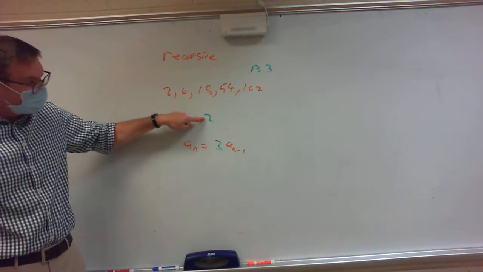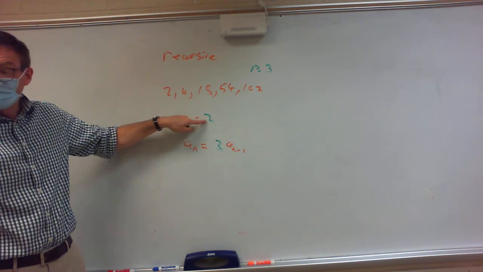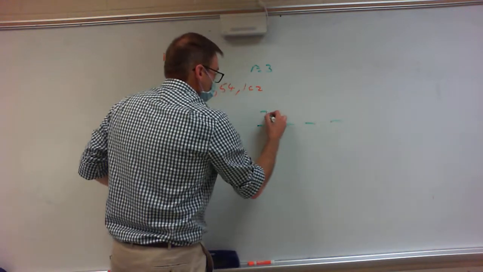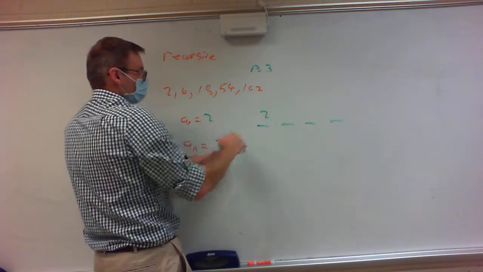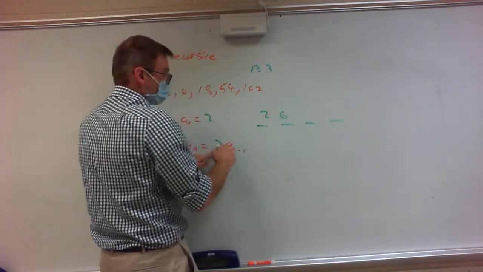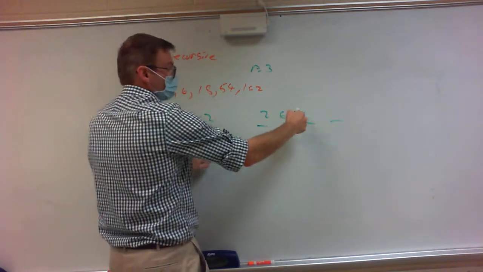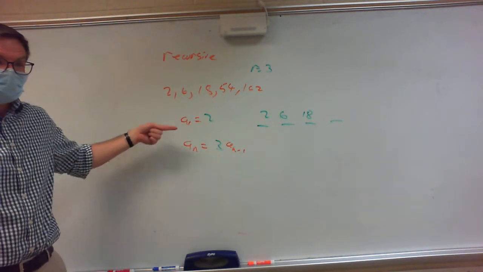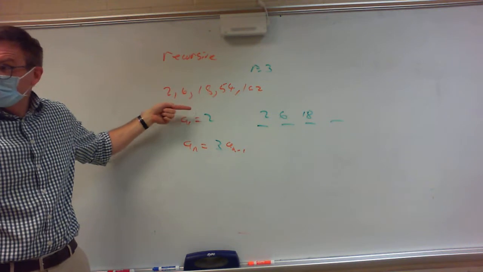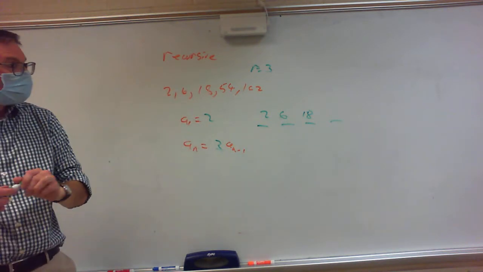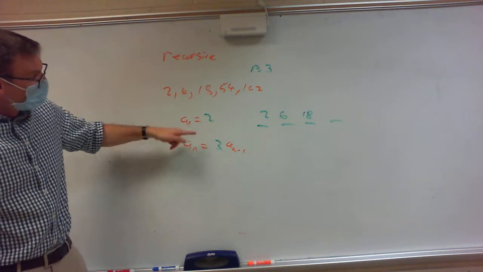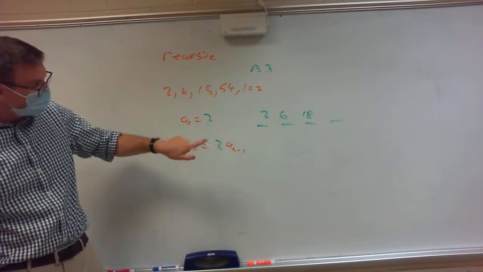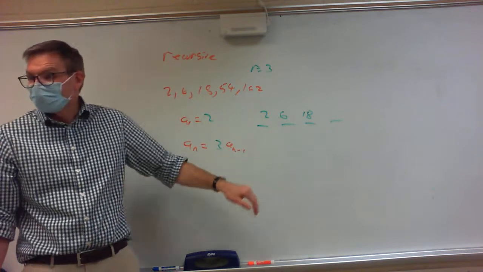And what this is telling us is, start off with 2, and the way we get to the next term is multiply it times 3, which gives us a 6. How do you get to the next term? Multiply this times 3, which gives us 18. So when you have to create a recursive formula, you make sure you tell what your initial term is, and then how you get to the next term.